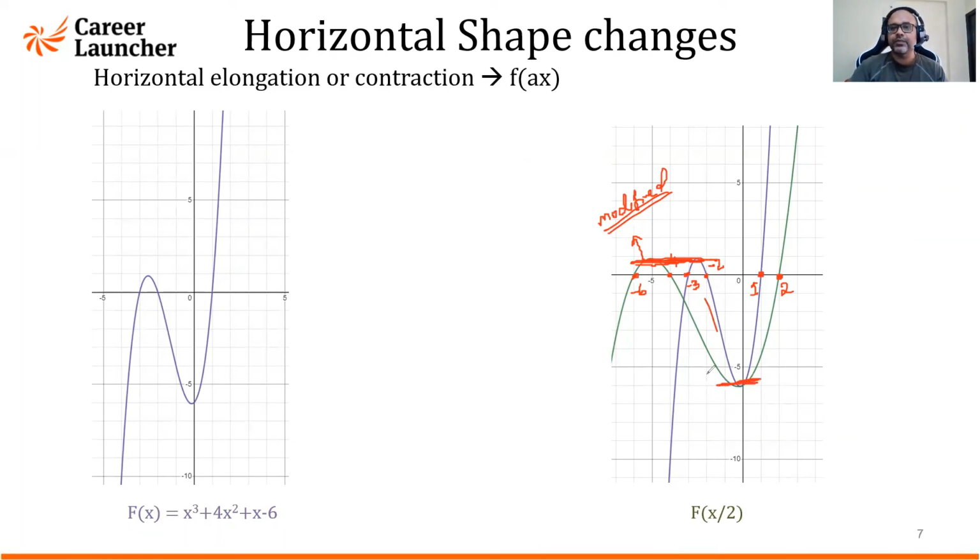It doesn't change. So when you have f of x/a, then you are basically elongating or pulling the graph horizontally. Okay, so remember, when you are dividing the x, then you are pulling the graph. When you are multiplying x with an a which is greater than 1, you are compressing the graph.